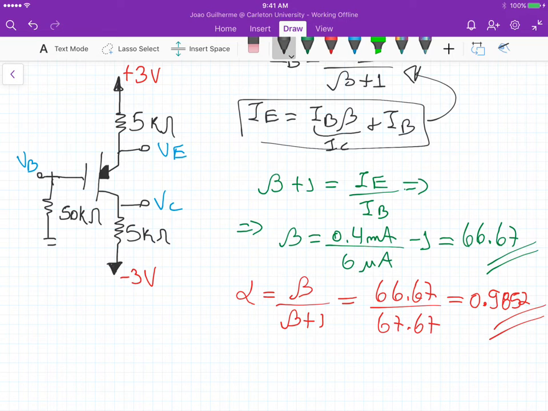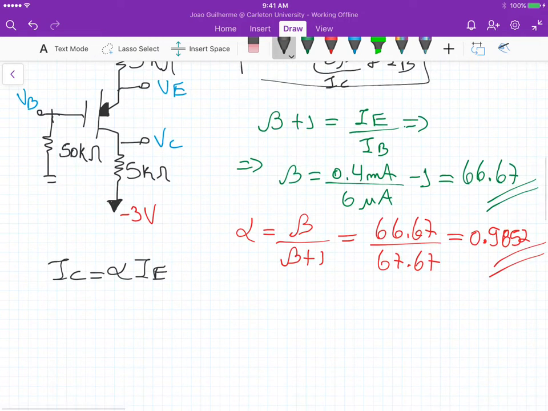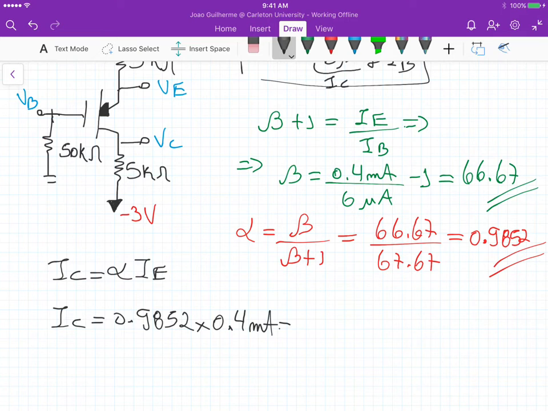And one thing is that we also know that IC is equal to alpha times IE. So we can calculate IC here. IC is 0.9852 times those 0.4 milliamps, and that's something around 0.3941 milliamps. So we got IC.